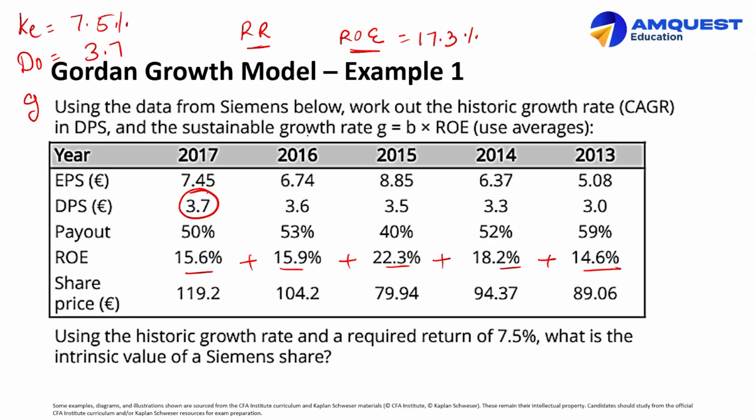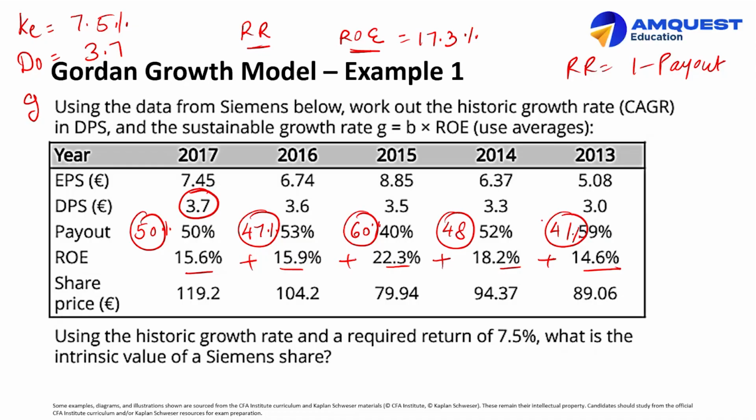Then we need the retention rate. Retention rate is equal to 1 minus payout rate. Retention rate is not given to us directly. What we'll do is we will calculate it from the payout rate. So payout is 50%, so retention rate is also 50%. If it is 53, retention rate is 47. If it is 40, it is 60. 52 means 48 and 59 means 41. So they have given us the payout rate. We have calculated the retention rate.